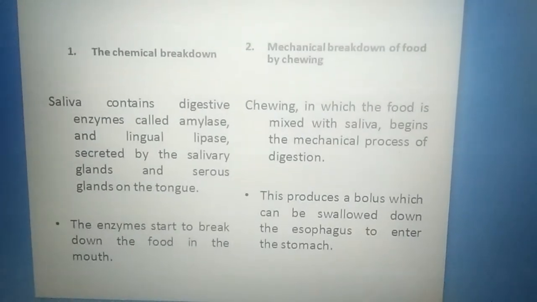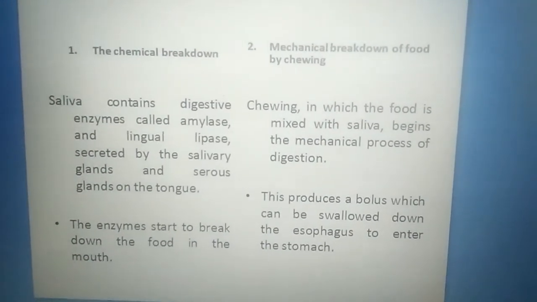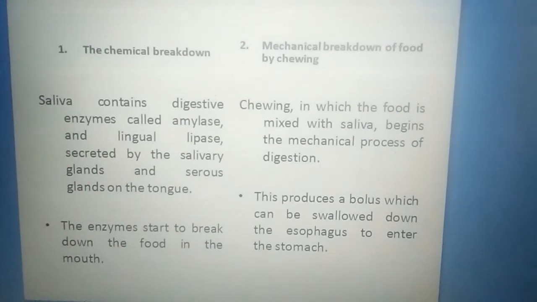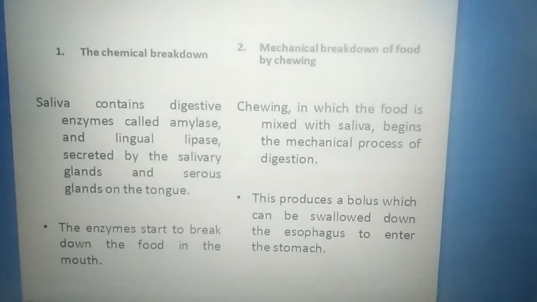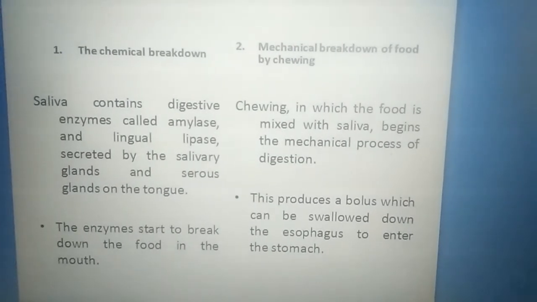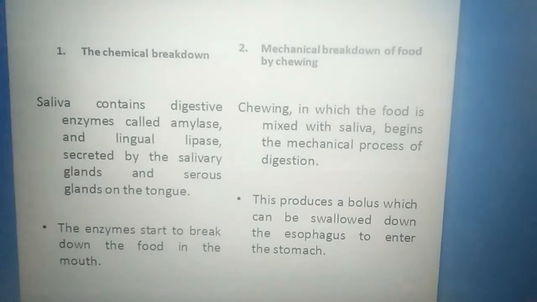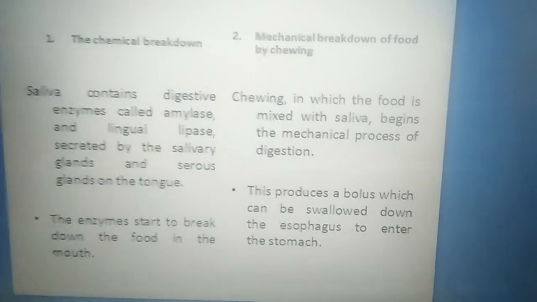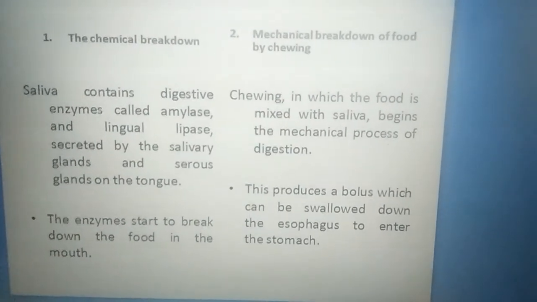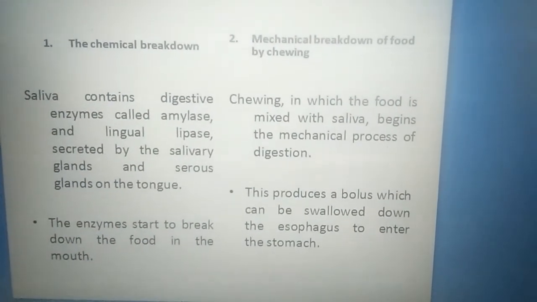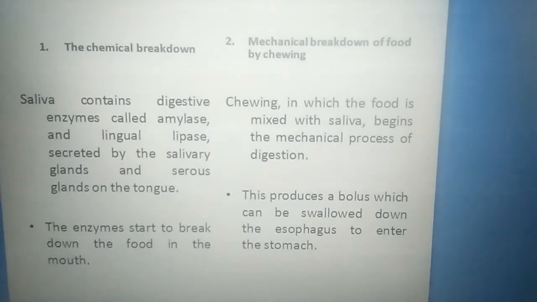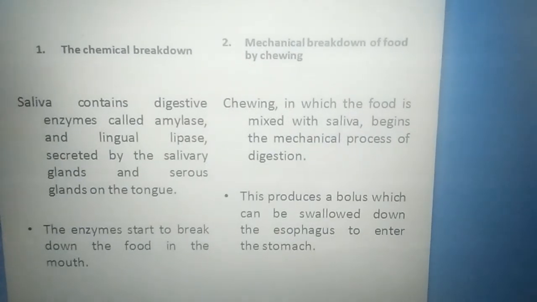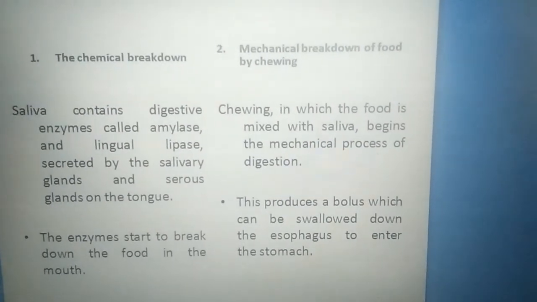in the mouth. In chemical breakdown, as we know, saliva contains digestive enzymes known as amylase and lipase that are secreted by salivary glands and serous glands on the tongue. These enzymes help to break down the food in the mouth. Breakdown of food starts by chewing, in which the food is mixed with saliva. This produces a bolus which can be swallowed down the esophagus, then enters the stomach.